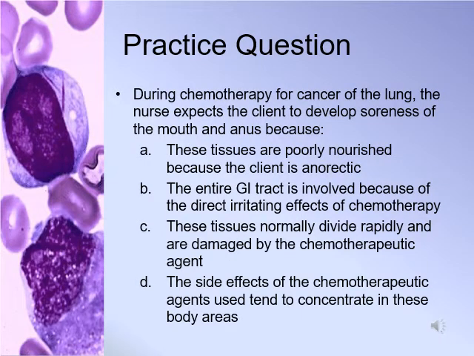The correct answer here is C. Many chemotherapeutic drugs function by interfering with the DNA replication associated with normal cellular reproduction, or mitosis. The normal mitosis of the stratified squamous epithelium of the mouth and the anus results in their being powerfully affected by the drugs because of this.